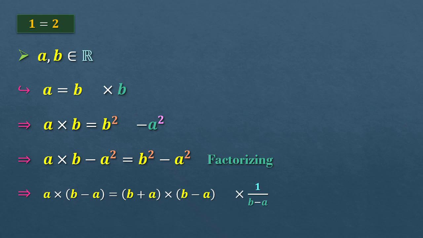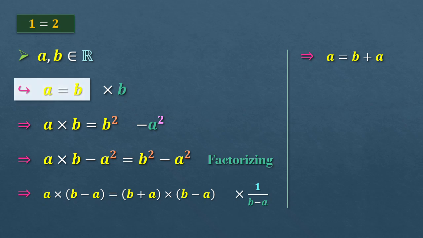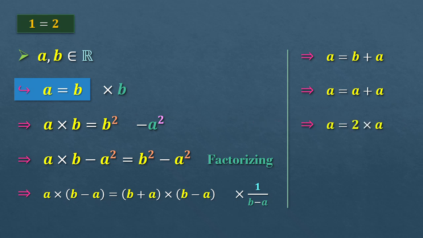At this point, we multiply both sides of the equality by 1 divided by b minus a. This leads to a equals b plus a. Since we initially assumed that a equals b, we substitute b with a in the previous equality and obtain a equals a plus a. This implies a equals 2 times a. Finally, we multiply both sides of this equality by 1 divided by a, which gives 1 equals 2. We now ask again, can this conclusion possibly be correct? If not, where is the mistake?